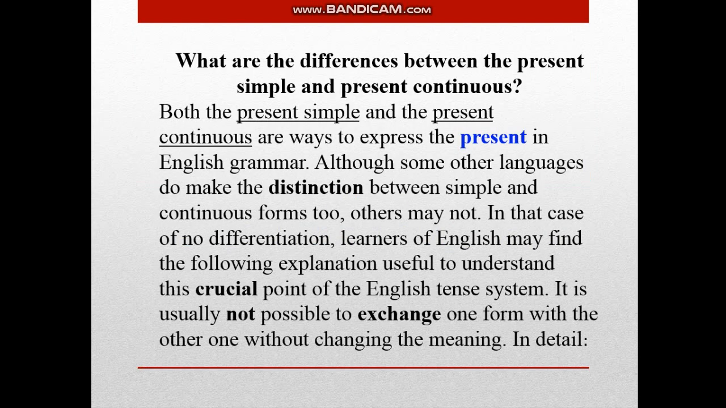So, what are the differences between the present simple and present continuous? Both the present simple and present continuous are ways to express the present in English grammar. Although some other languages do make the distinction between simple and continuous forms too, others may not. In that case of no differentiation, learners of English may find the following explanation useful to understand this crucial point of the English tense system. It's usually not possible to exchange one form with the other one without changing the meaning.